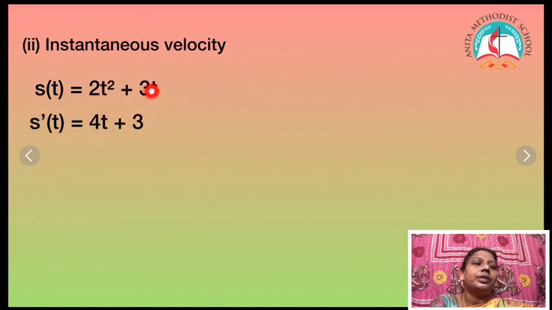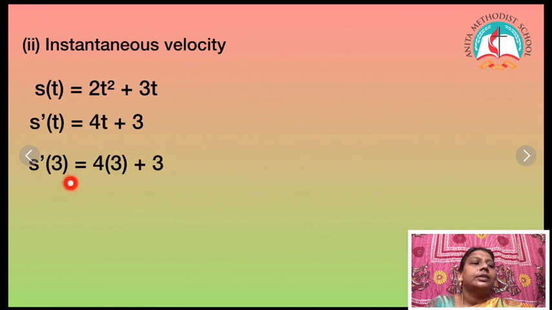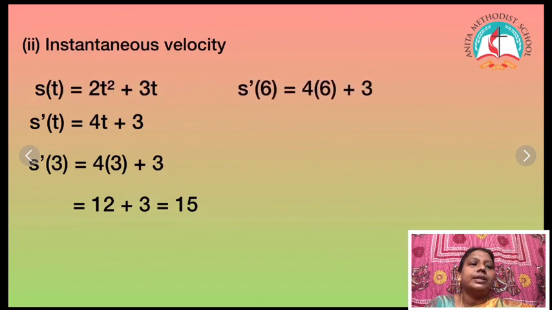So it becomes 4t plus... t's differentiation is 1, plus 3. Now I am going to substitute those 2 points. If t is 3, then 4 into 3 plus 3. If I simplify, I will get 15. Now I am going to substitute t is equal to 6. So s dash of 6 is equal to 4 into 6 plus 3, so that is equal to 27. So these two are the instantaneous velocities.